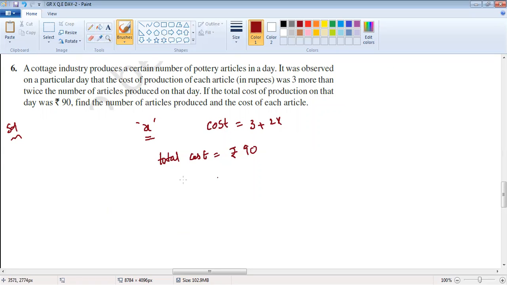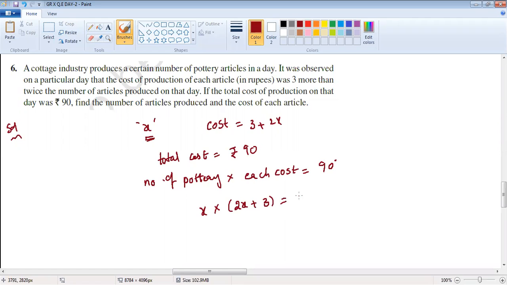So total cost, how is it calculated? See, number of pottery articles into cost of each, which is equal to 90. So number of pottery articles, which is x, into 2x plus 3, which is equal to 90. Am I right? So then multiply: 2x square plus 3x. Then 90 also carry this side, so minus 90 is equal to 0. Is it correct? Yes, sir.